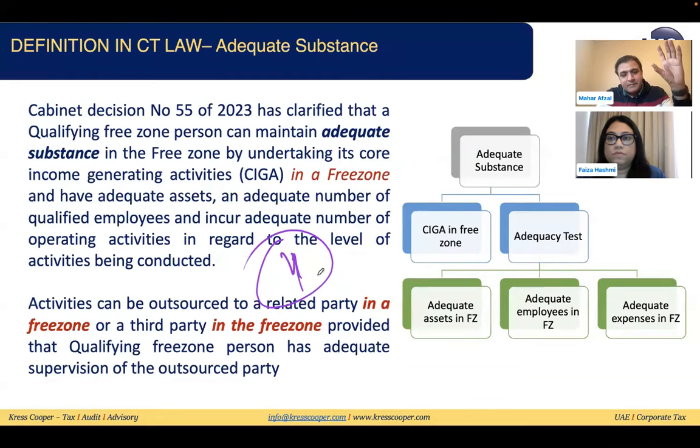So if the qualifying free zone person is the owner or is using or exploiting the qualifying intellectual property, as per the initial cabinet decision, core income generating activities can only be outsourced within the free zone. Now they have given some sort of relaxation. They said the qualifying free zone person can outsource SIGA related to the qualifying intellectual property out of the free zone. Might be within the UAE, might be out of the UAE, but supervision is compulsory as usual. So one change is here.